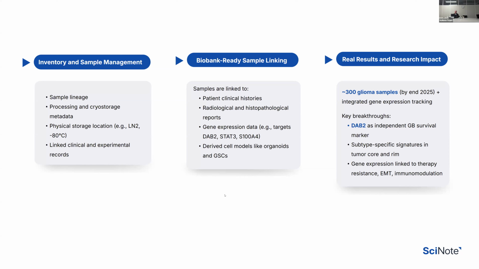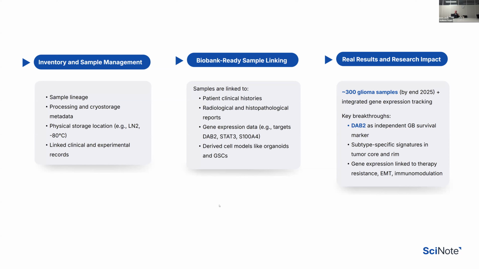Why? Because all of these samples are connected to clinical histories, to radiological and histopathological reports, and to gene expression data. This was relevant for them. They wanted to see what the data says, and they were connected to derived cell models like organoids. One of the results: they used SciNote effectively as a lightweight LIMS and ELN, and then as a biobanking platform.